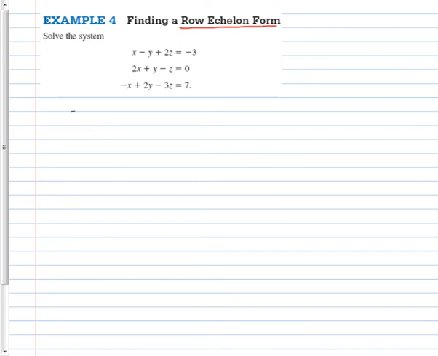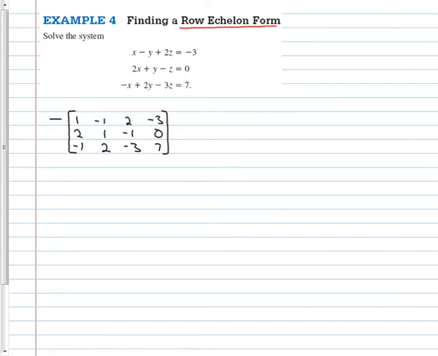And then I'm going to show you a notation that we write. So I'm going to write the augmented matrix. 1, -1, 2, -3. 2, 1, -1, 0. Now we need to make sure it's x, y, z, x, y, z, x, y, z, which it is. -1, 2, -3, 7.